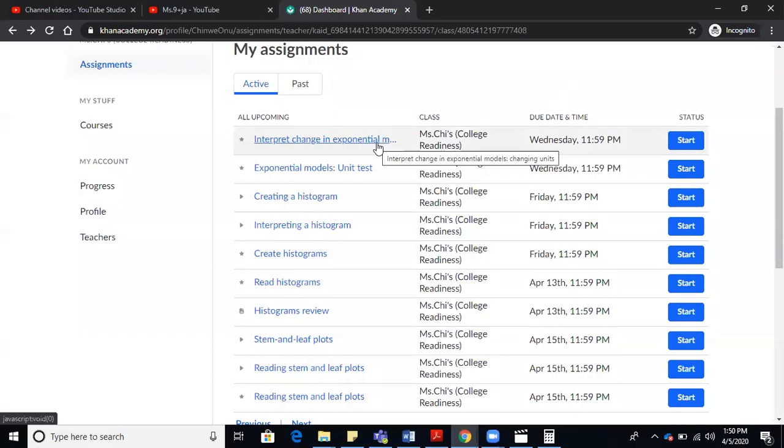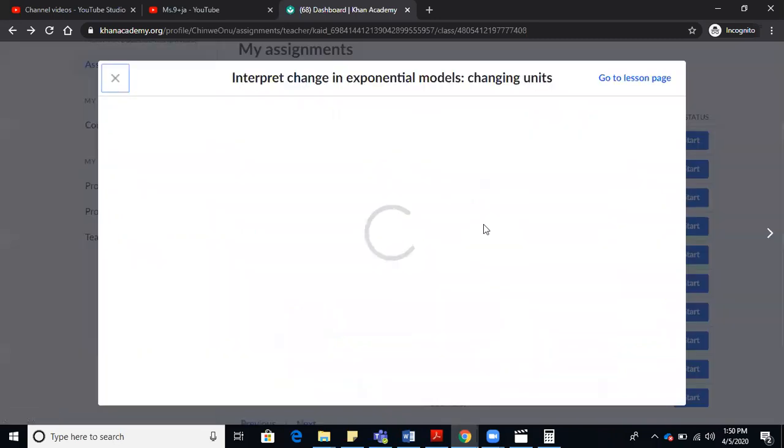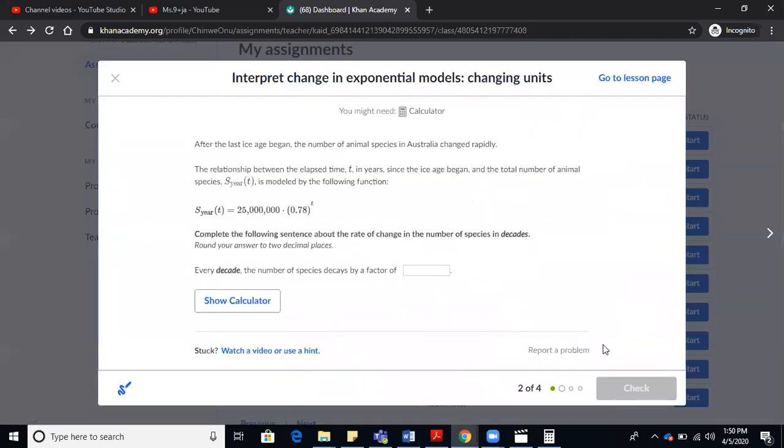Okay, this video will be to help with interpreting change in exponential models, changing units, and this will be the last one you have to do before your exponential models unit test by Wednesday. Interpreting change in exponential models, changing units. And I'm just going to go over 4 questions with you.